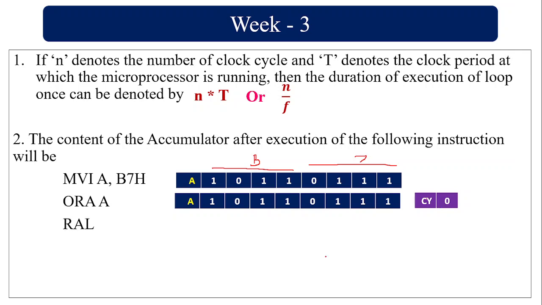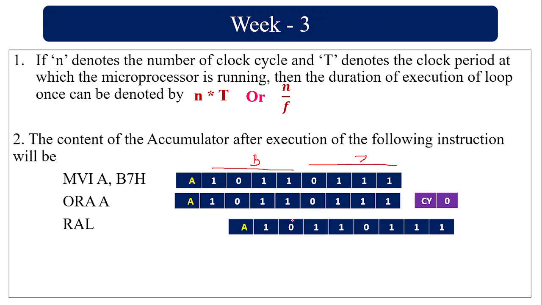Now RAL will tell you to rotate the accumulator left through the carry. So the value of A is this one and carry is 0. I am just moving the accumulator content to the left. So D0 to D1, D1 to D2, and it goes on, and then from D7 to the carry, then from the carry to D0. If I perform it this way, 1 1 1 0 1 1 0 will be shifted left, and this 1 is shifted to the carry. Now the carry bit 0 will be shifted to D0.